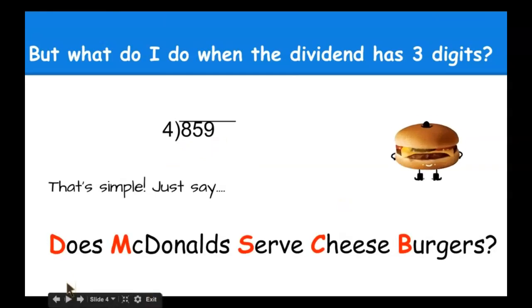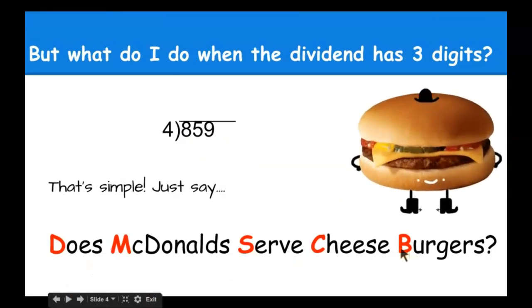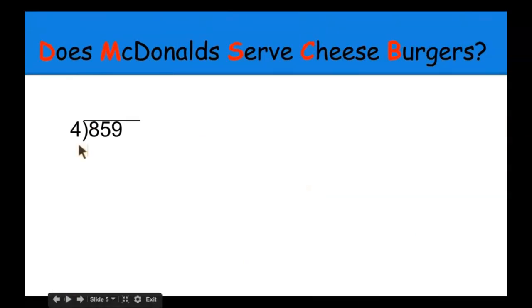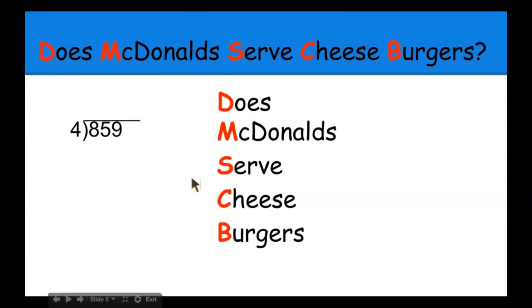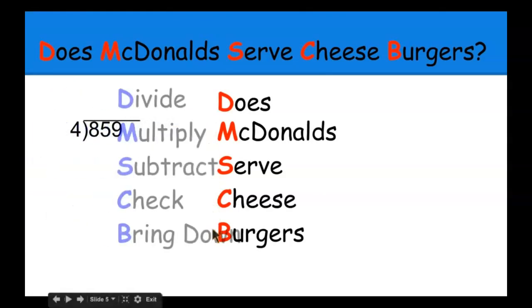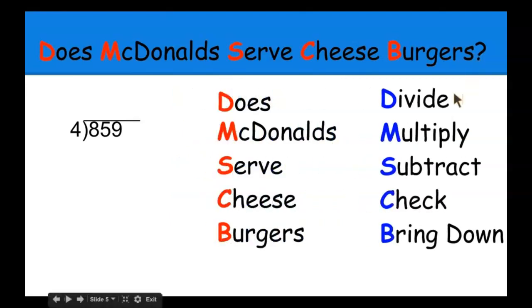That's simple. We just say, does McDonald's serve cheeseburgers? What do cheeseburgers have to do with division? Well, that's simple. When we say, does McDonald's serve cheeseburgers, each letter represents one of the steps in the long division process. So it's divide, multiply, subtract, check, and bring down.